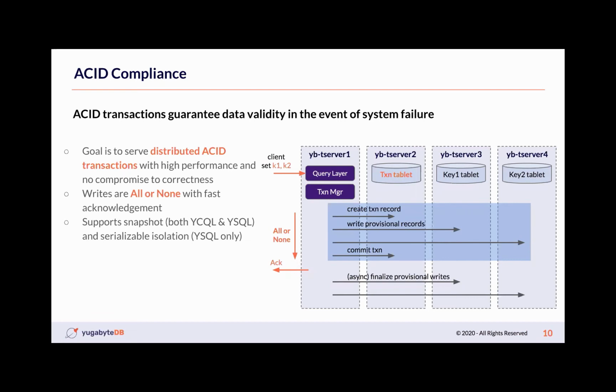Note that YugabyteDB supports snapshot isolation and serializable. YugabyteDB has two APIs. We'll talk about that a little later, but one of the APIs, YSQL, derived from PostgreSQL, supports both of these isolation levels, while the other API, YCQL, which is derived from Apache Cassandra, actually supports only snapshot isolation level.